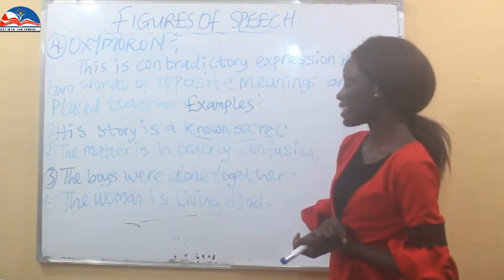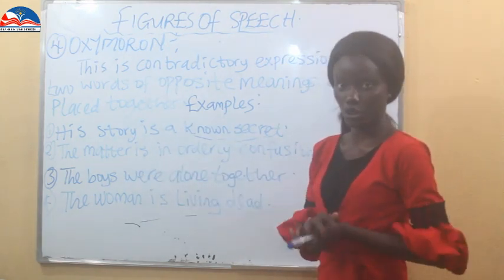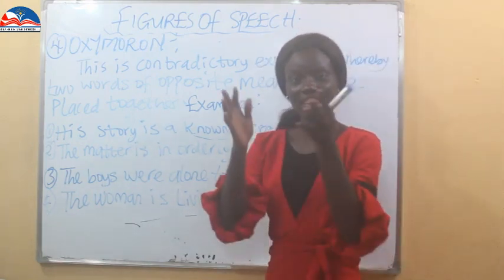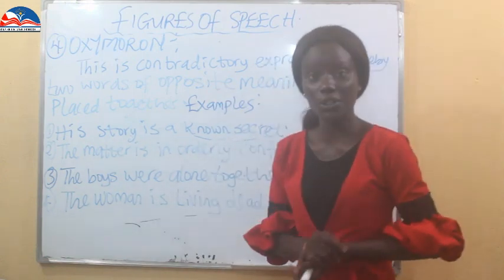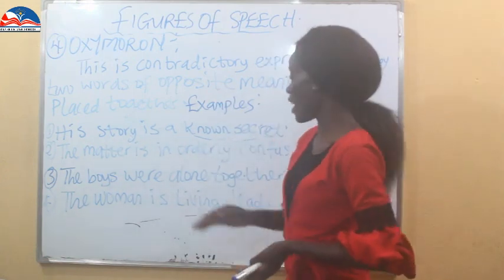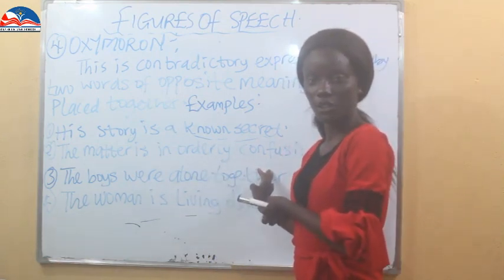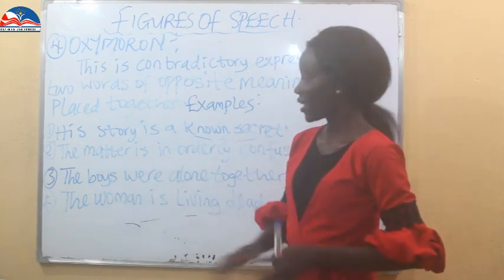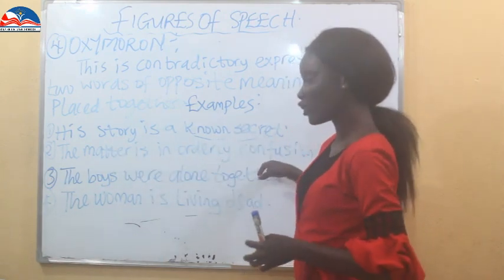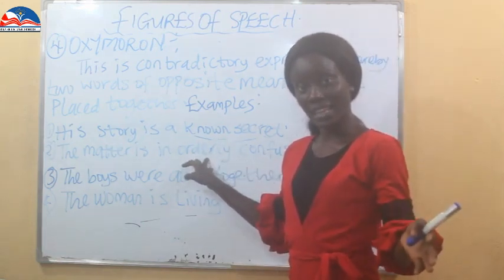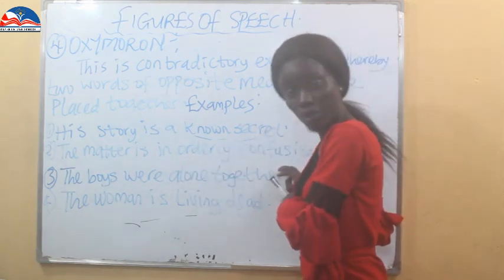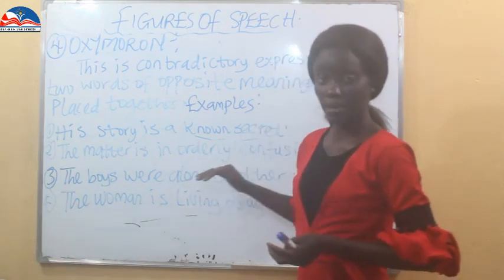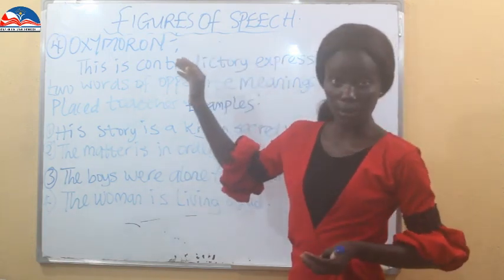The matter is in orderly confusion. When you are talking about confusion, the opposite of confusion is orderliness. Now we have orderly, and we have confusion. They are opposite, placed side by side. When you say something is in orderliness, are you not saying the thing is in confusion again? So the placing of these two words together, contradicting themselves, is what we call oxymoron.